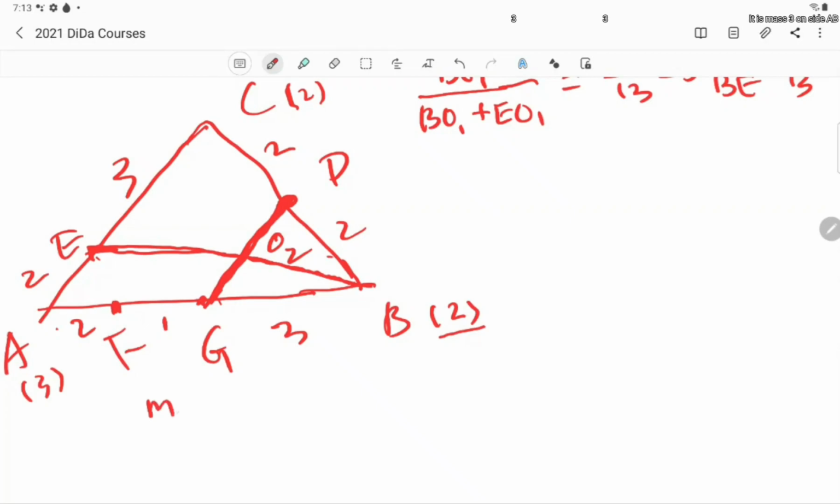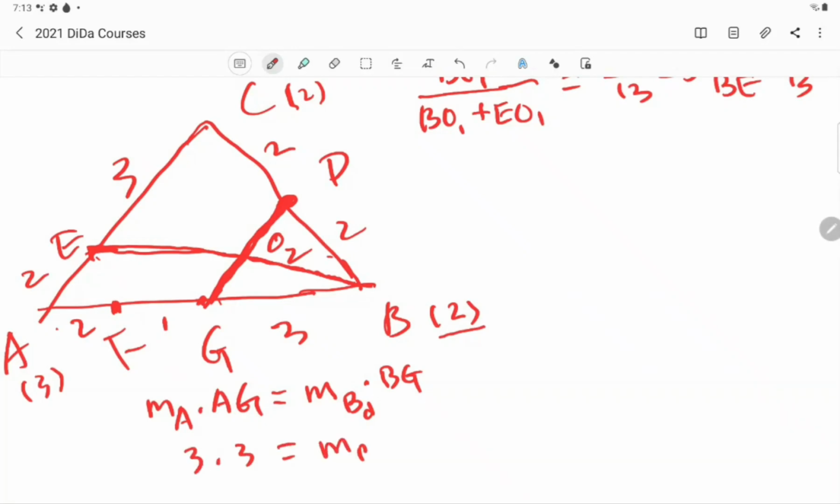So it's MA times AG is equal to, let me call it MBD for the downward one, times BG, the balancing equation, just so those people who haven't seen this before. So this one MA is just 3, AG is 3, MBD is the one we're trying to solve, and then BG is 3, right? So the left side is 3.